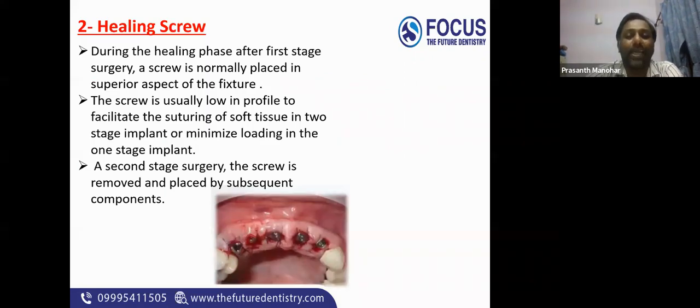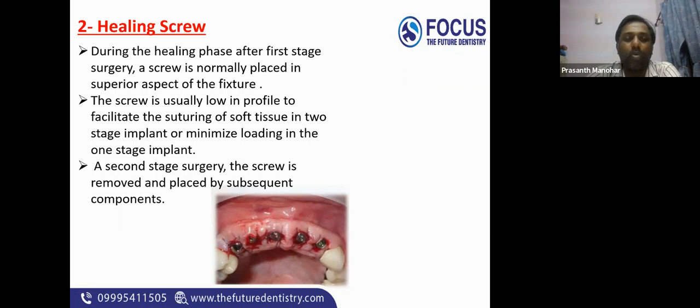The second component is the healing screw. Healing screw, healing cap, or gingival former are all synonyms for the same component. All these terminologies indicate the same thing. After surgery, we place the implant into the bone. Now, after that, you have to get a soft tissue collar around the implant.